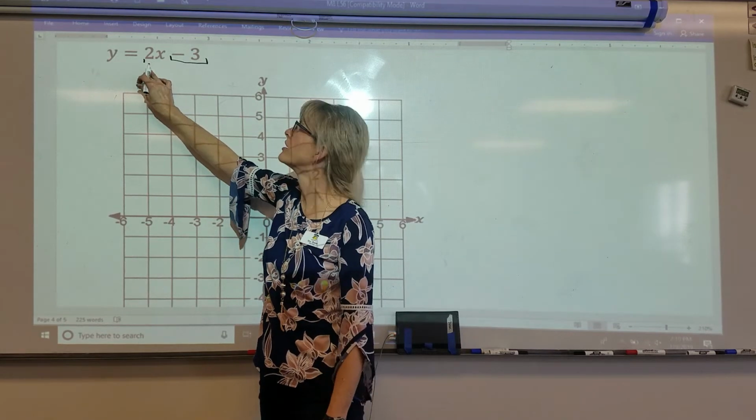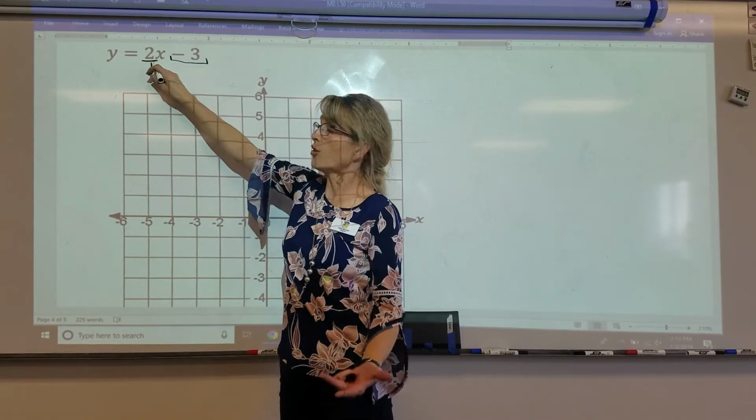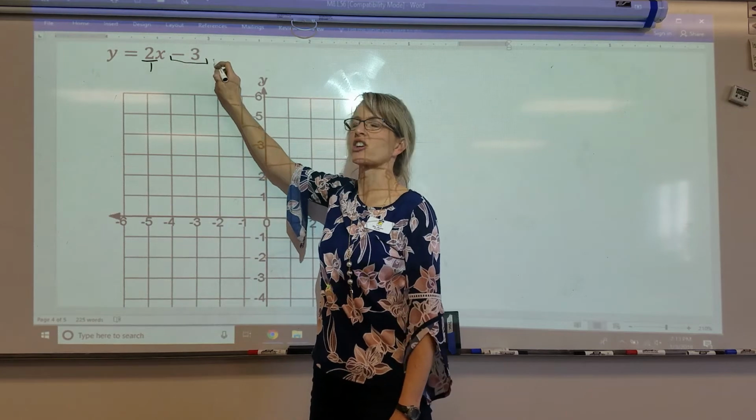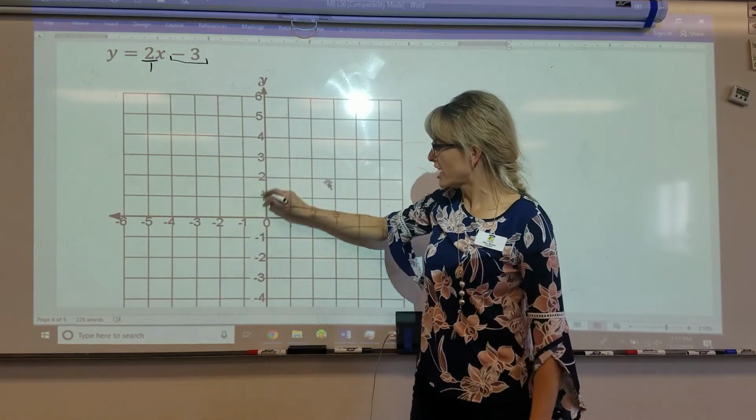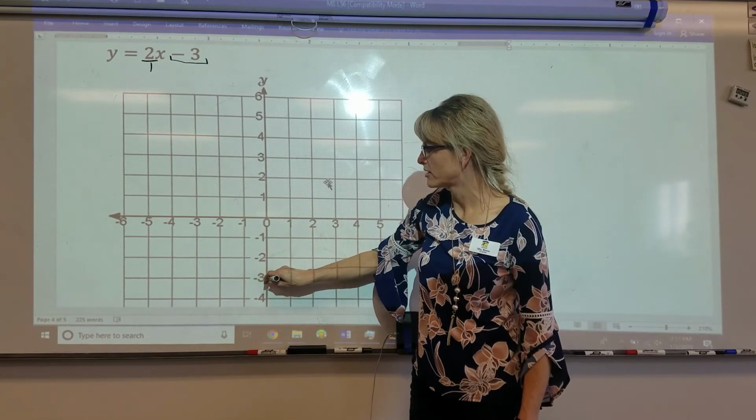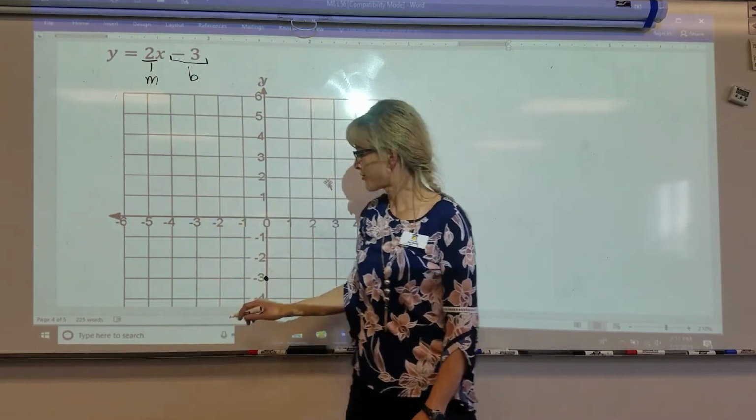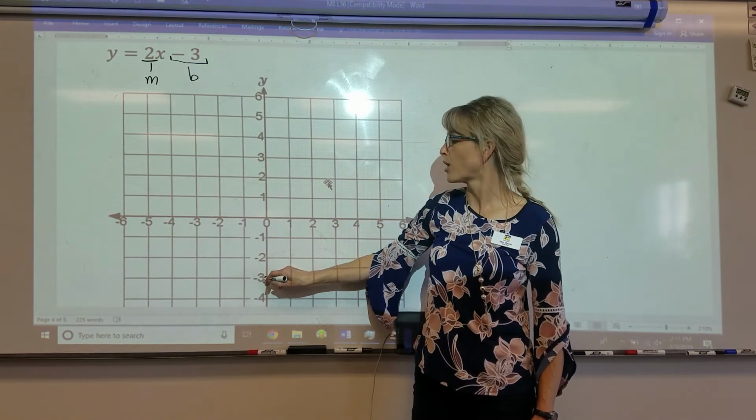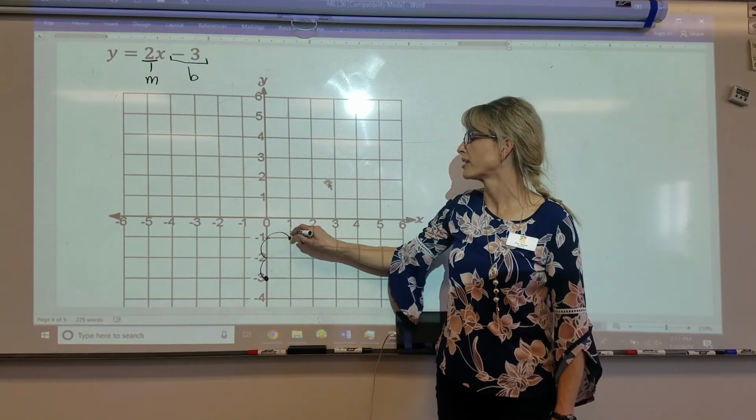Don't I need a run? Jasmine? Put a 1 underneath it. Now I have a rise and a run. Okay, but I don't know where to rise and run from because I don't know where to start. Yes, I do know where to start. I start at my intercept where the car crashed into the brick wall. So -3 is right here. That's my B. Here's my M. And from my starting point, I'm going to rise 2, run 1. Rise 2, run 1. Drop point.